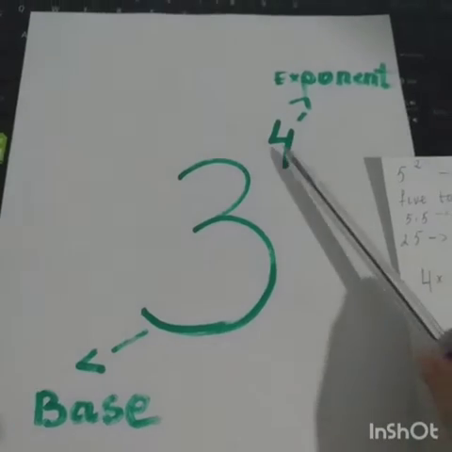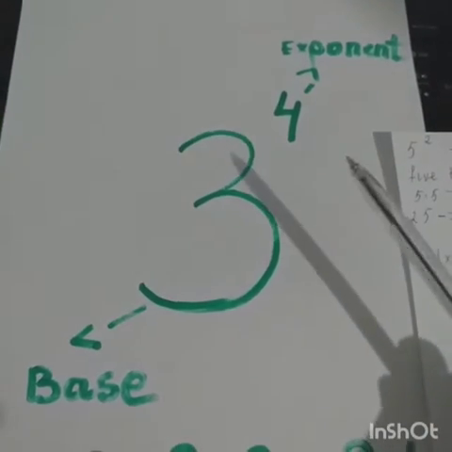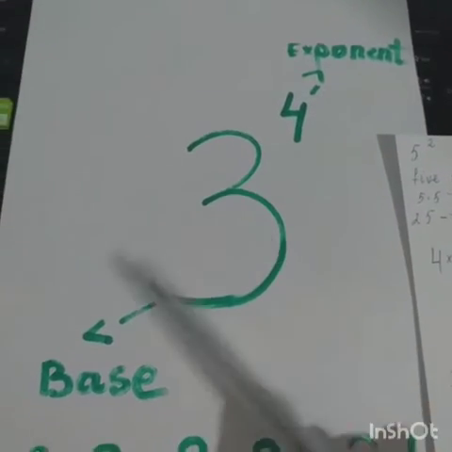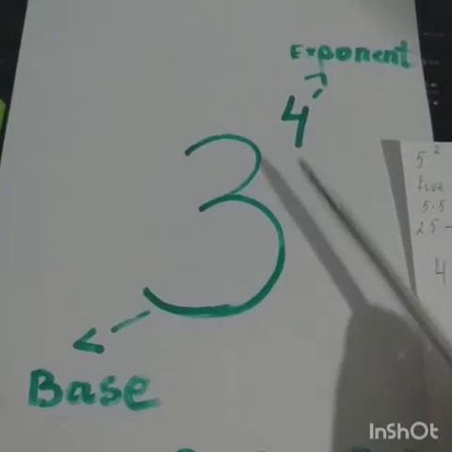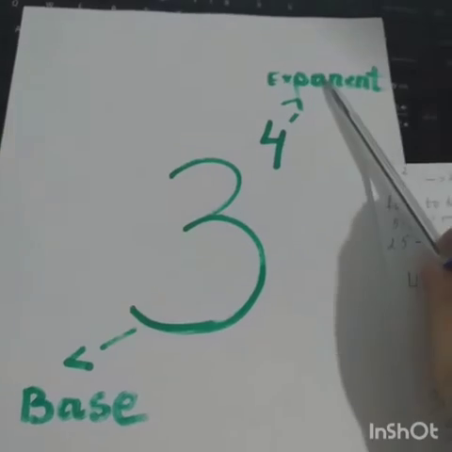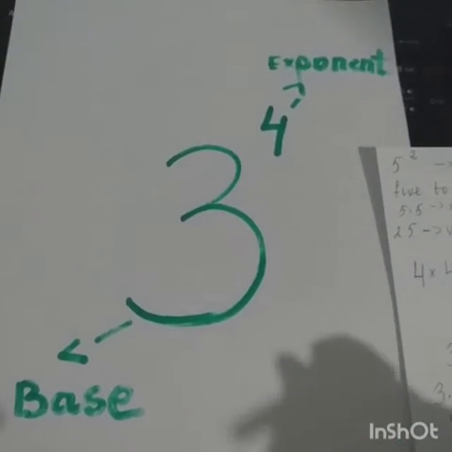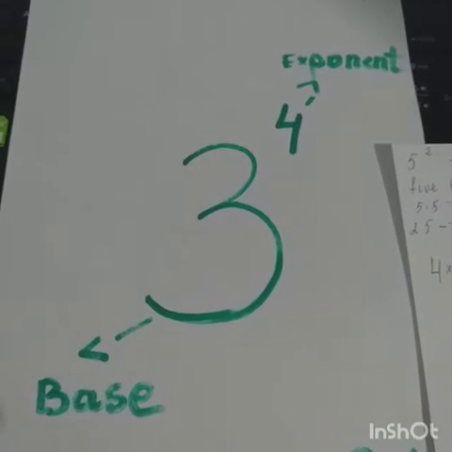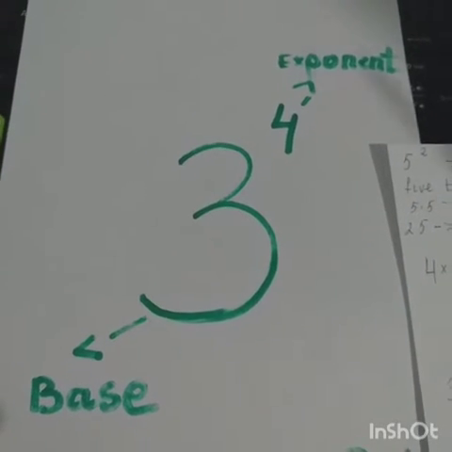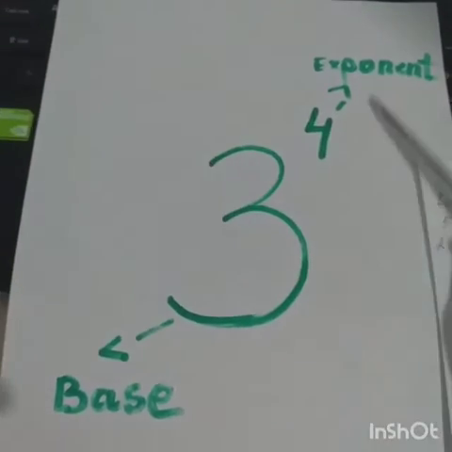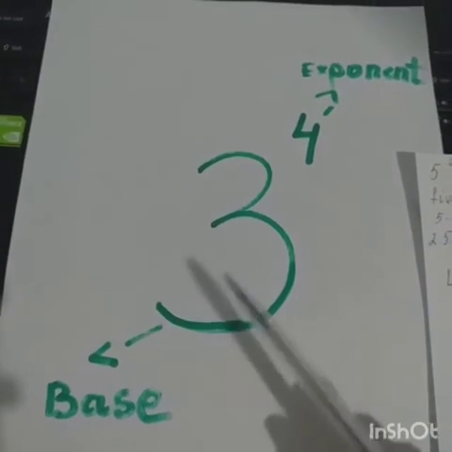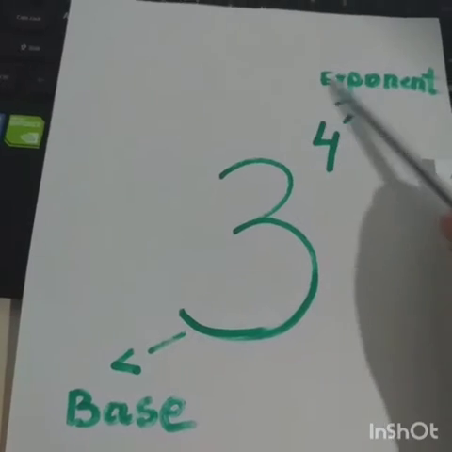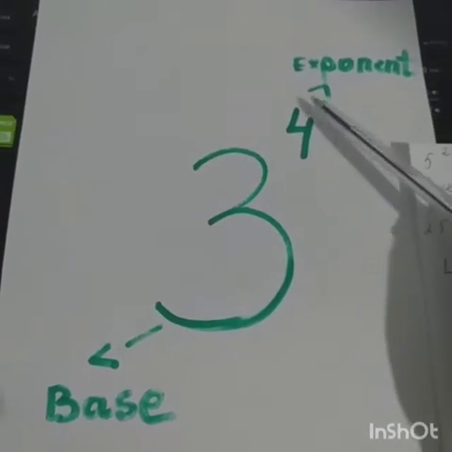3 to the power of 4. That is, the number 3 is the base and 4 is the exponent. Definitions. Exponent is the number that tells us how many times to multiply a number by itself. Base is a number that is multiplied by itself when it is raised to an exponent.